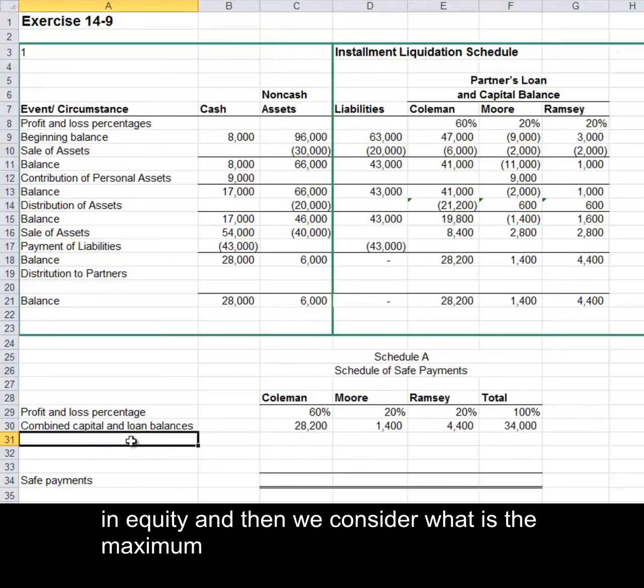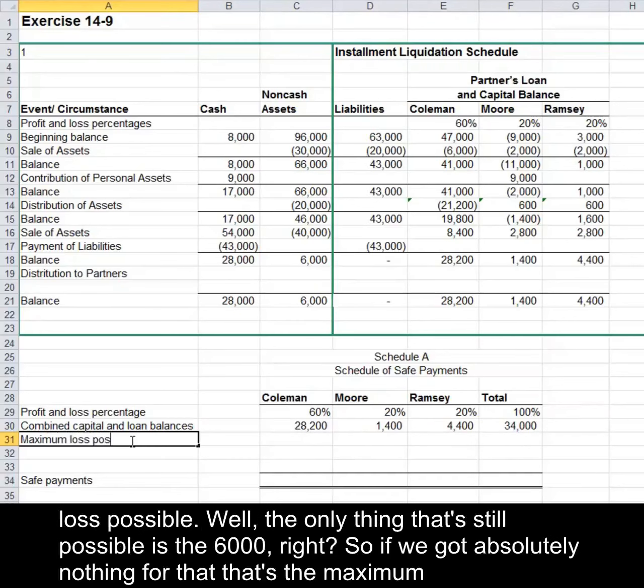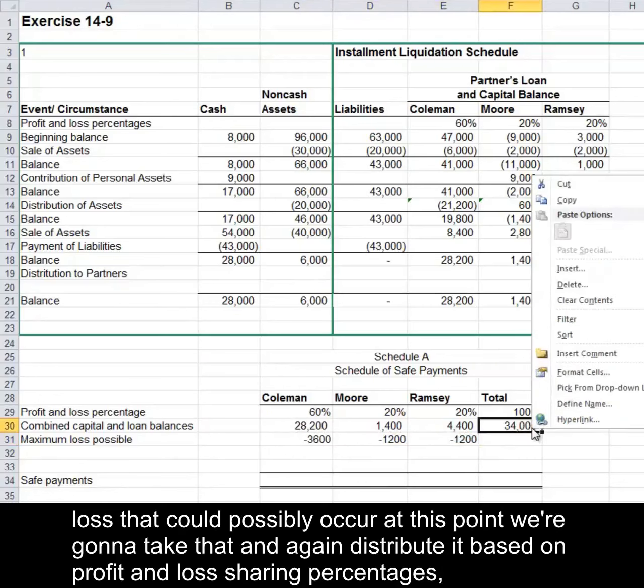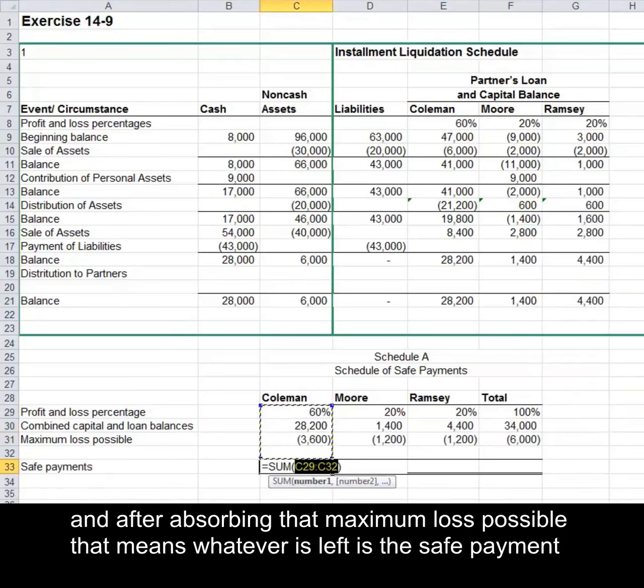And then we consider what is the maximum loss possible. Well, the only thing that's still possible is this $6,000, right? So if we got absolutely nothing for that, that's the maximum loss that could possibly occur at this point. We're going to take that and again distribute it based on profit and loss sharing percentages. And after absorbing that maximum loss possible, that means whatever is left is the safe payment that can potentially be made to that partner.